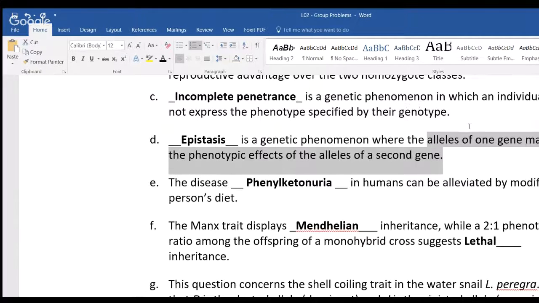The next part, D, is epistasis, because one of the alleles of the gene is masking the phenotypic effects of the allele of the second gene.